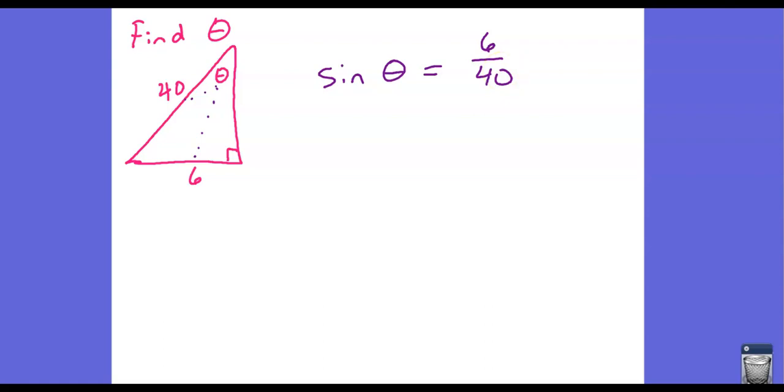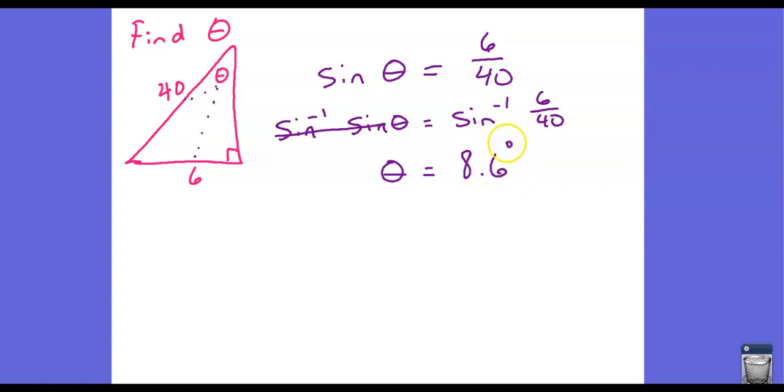So to find the actual theta, we're going to use a little bit of algebra, taking the inverse sine of both sides. So literally what's taking place is we're doing this. And so theta is the inverse sine of 6/40, and then we're just going to use our calculator to get to our answer, and we're going to get 8.6 degrees. Make sure you're in degree mode because we're trying to find the degree of that.